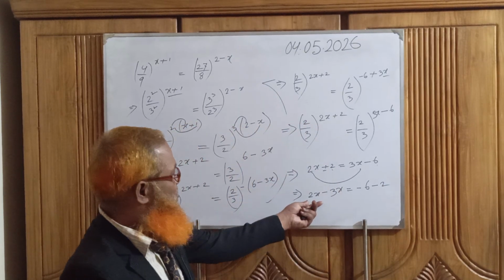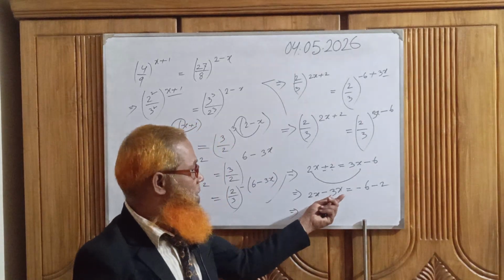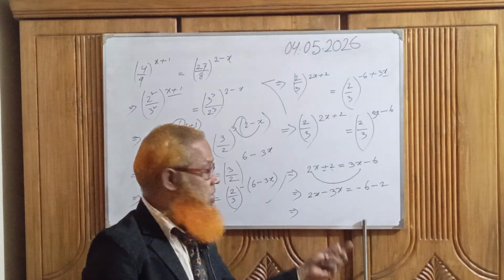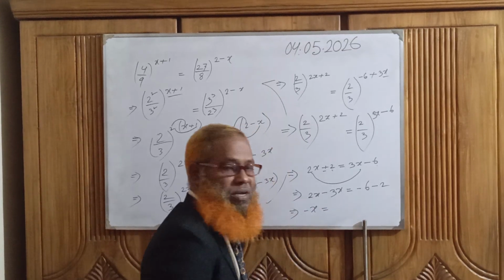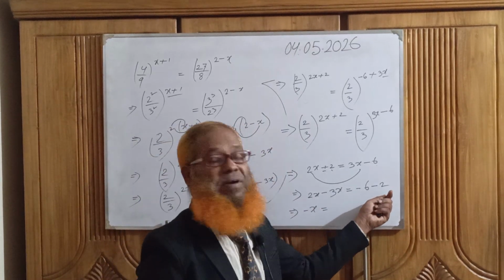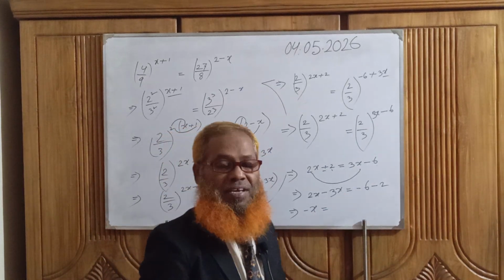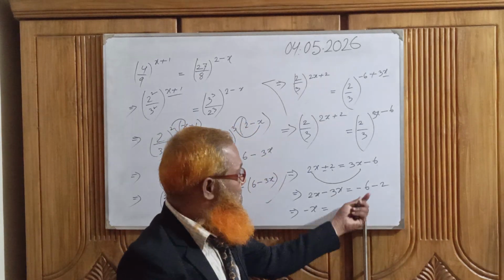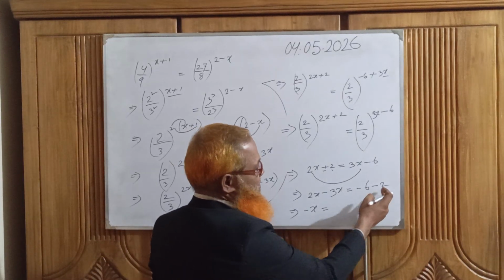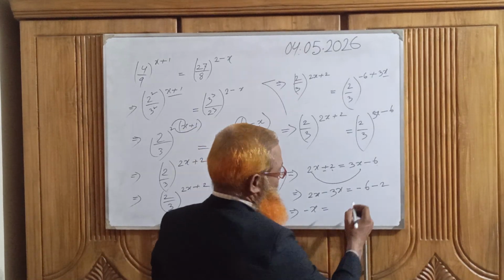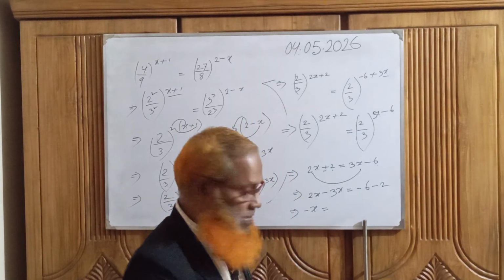Here plus 2x and minus 3x. If we subtract 2x from minus 3x, we have found minus x. Minus x is equal to here minus 6 and minus 2. What should we do? Minus and minus equal to plus, but the sign should be the same and the numbers should be added. So minus 6 and minus 2 equal to minus 8.